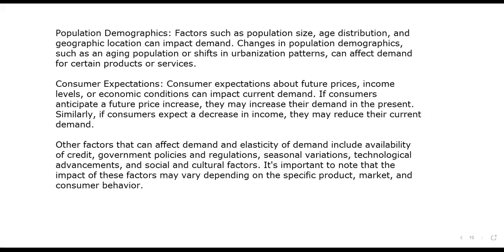All right, so these are the factors. Collectively, we summarize them as follows. We come up with what is called the demand schedule.